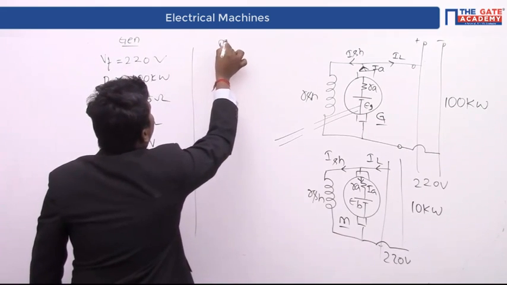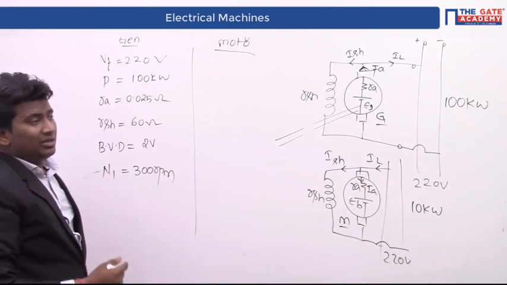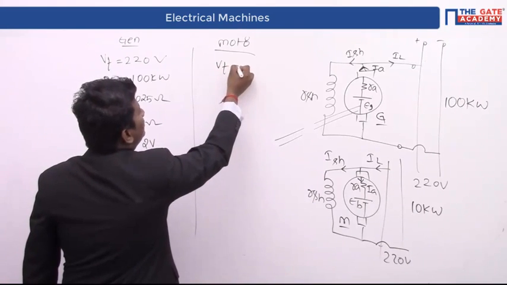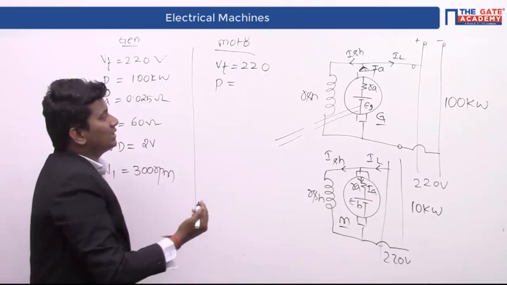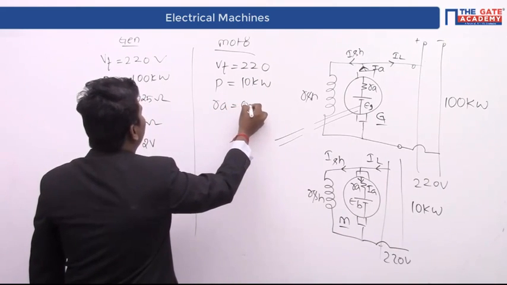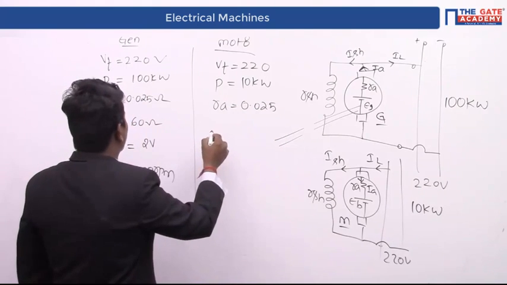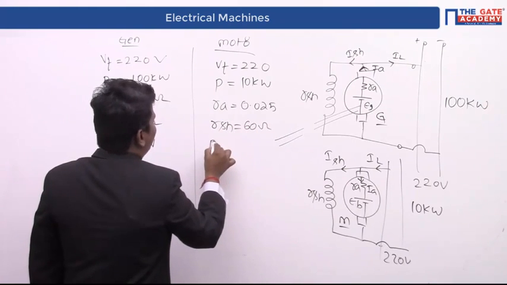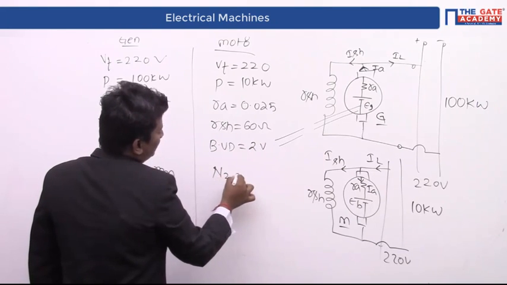Now suddenly the belt is broken, then what are its parameters? Still the terminal voltage remains the same. So V_T is equal to 220, but the power drawn in this case is how much? 10 kilowatt. And the armature resistance still remains the same because we have not changed anything, only the mechanical prime mover failed. So the shunt field resistance remains the same, 60 ohms, and the brush voltage drop also remains the same, 2 volts, and they are asking about this speed.